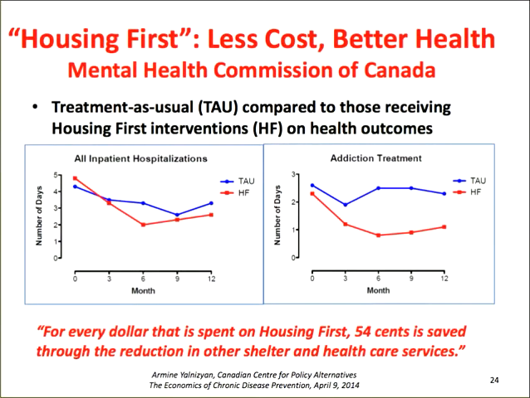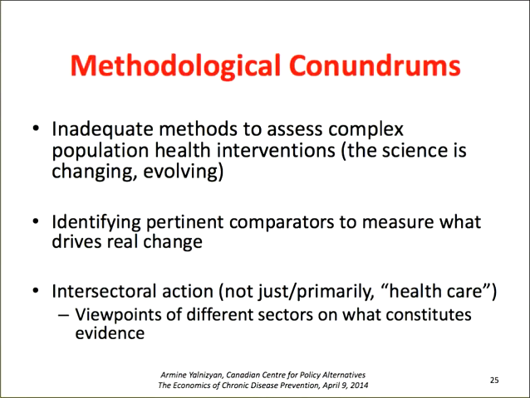Now, from a methodological point of view about assessing what is the impact of these measures that are not health care, fixing housing, providing more early childhood education, dental programs, all of these things, how do you know that these are the things that are going to improve health? We don't. We've got inadequate methods to assess these complex population health interventions, but the science, as I have watched on the advisory board of the Institute of Population and Public Health, is changing and evolving. We're getting better at identifying pertinent comparators to measure what is driving real change, and we know that we have to get better at measuring intersectoral action.